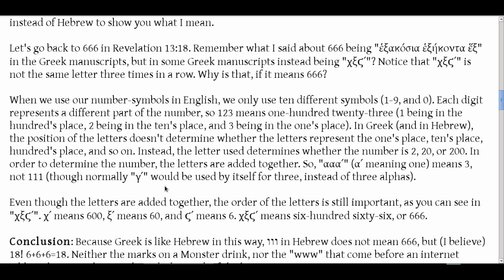Though normally gamma would be used by itself for three instead of three alphas. I just used this to give you an example of what I'm talking about, but usually you'd use gamma. This is the equivalent of saying 1 plus 1 plus 1, which is 3, but you'd usually just use 3. This is just to give you an example of how in Greek the numbers are put together so that it equals 3, not 111. It's different than in English. You add them instead of looking at their position.